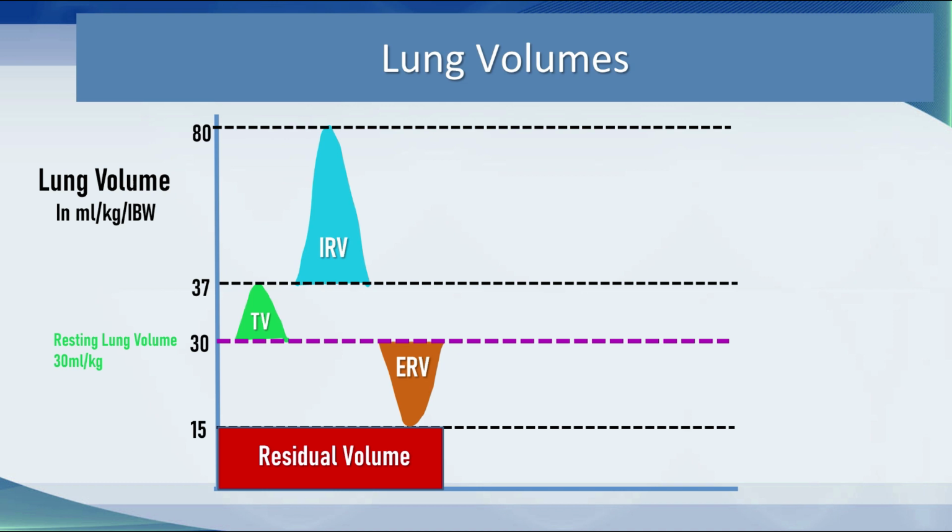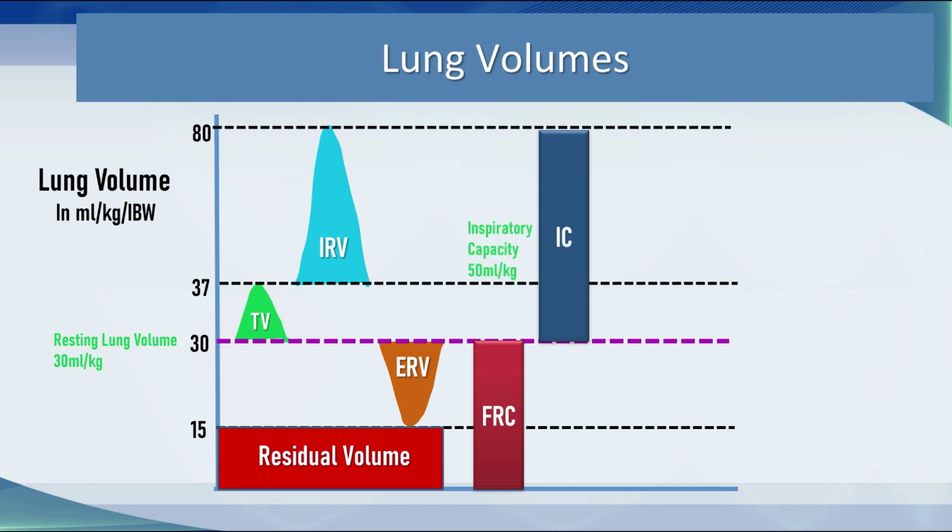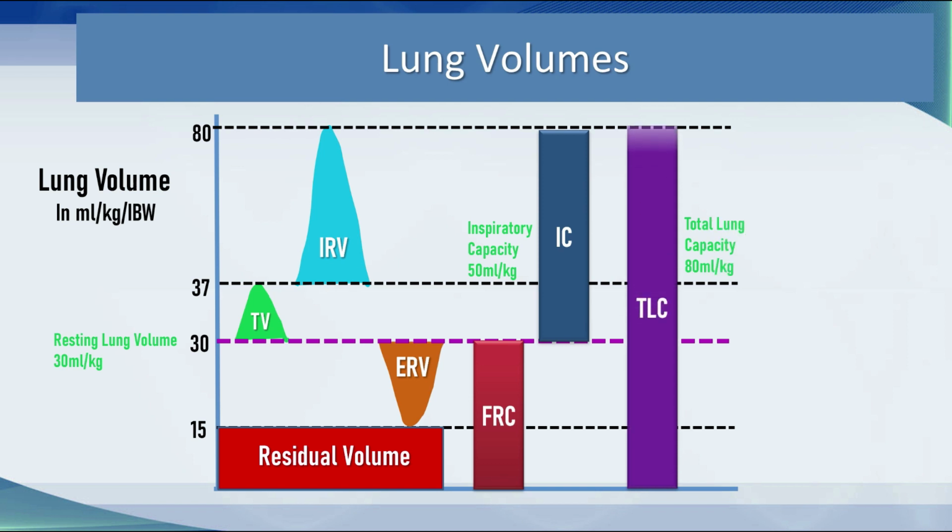So if you add up the residual volume and the expiratory reserve volume, you get the functional residual capacity, that resting lung volume of 30 mils per kilo. Above the FRC is the inspiratory capacity, and that is 50 mils per kilo. And if you add the inspiratory capacity to the functional residual capacity, you get the total lung capacity, and that is 80 mils per kilo.